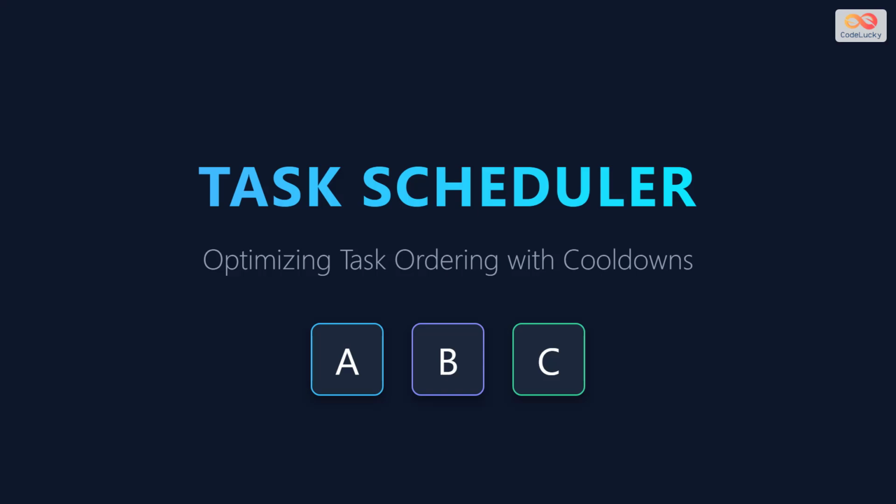Welcome back. Today we are looking at the task scheduler problem. This is a very common interview question that tests your ability to optimize processes using a greedy approach. It sounds complex, but it's actually about efficient ordering.